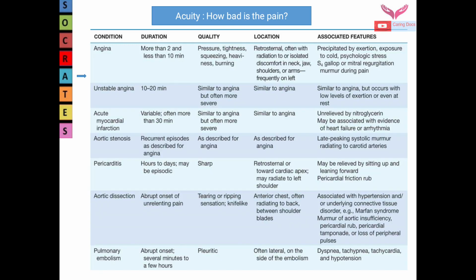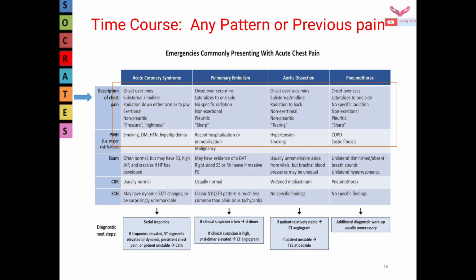Patients with pulmonary embolism will have pleuritic type of chest pain. It will have abrupt onset. It may last several minutes to a few hours. Usually the pain location is the lateral side of the chest on the side of the embolism. The patient will have dyspnea, tachypnea, tachycardia and hypotension. Next is the time course. Any pattern or previous pain.